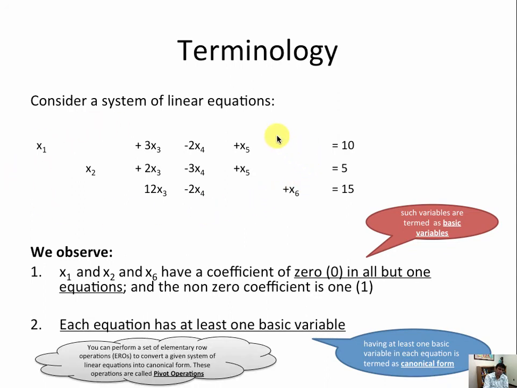In this case, we did not have to perform any elementary row operation to bring this set of equations into canonical form, but you can perform elementary row operations to convert a given system of linear equations into canonical form, and these operations are called pivot operations, and that is the basis of the simplex method that we will see next.